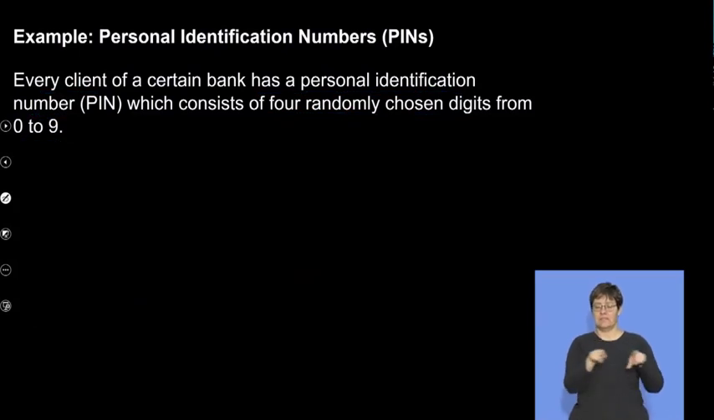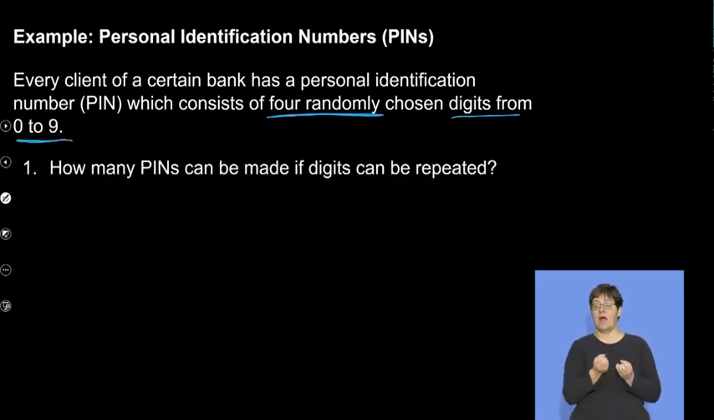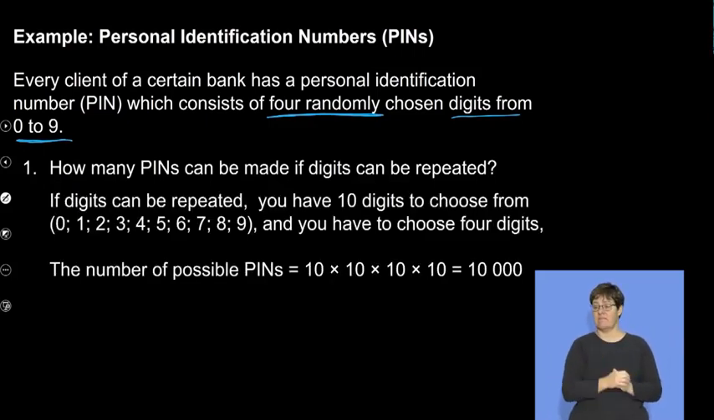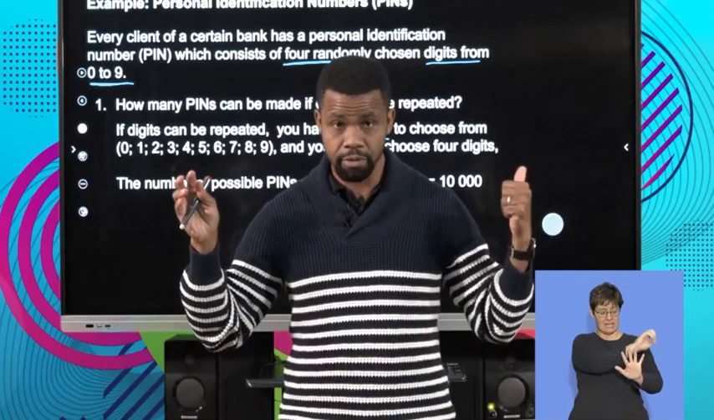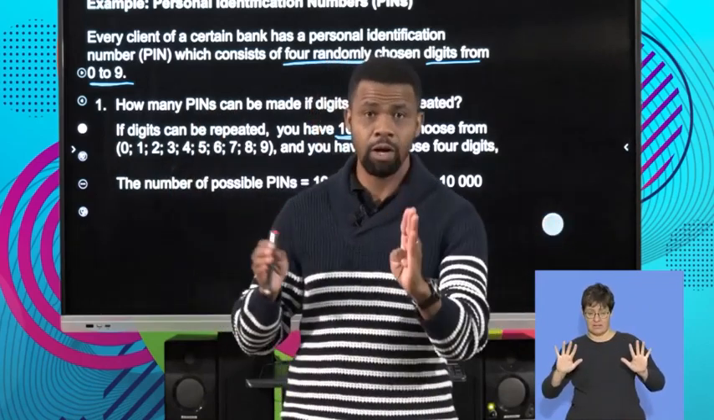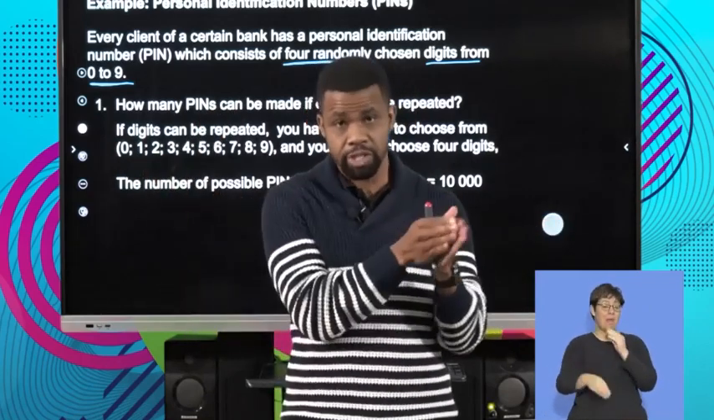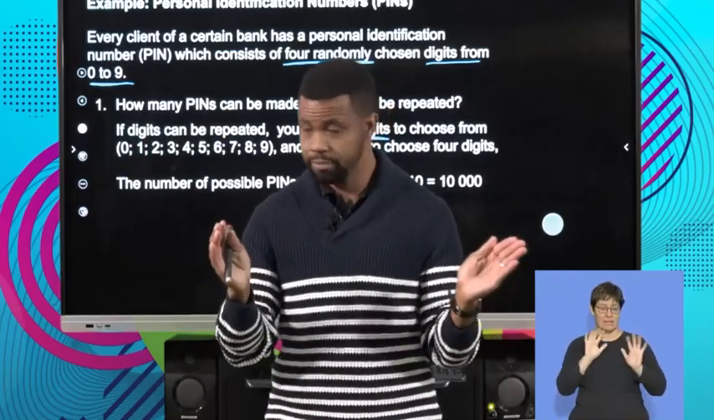So it's still the same problem. Remember, we're working with a 4-digit PIN and we have to choose digits from 0 to 9. The first question, how many PINs can be made if digits are repeated? If digits can be repeated, we have 10 digits. Remember, 0 to 9, you have 10 digits. Because we're counting 0 all the way to 9, we have 10. If you're counting from 1 to 9, you have 9 digits, but we're including 0 as a digit. Hence, you have 10 digits.